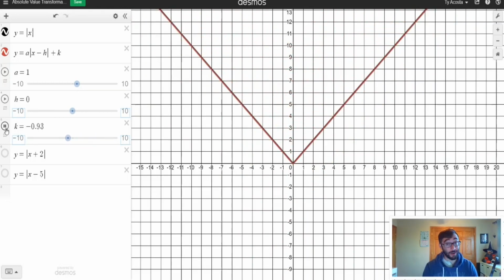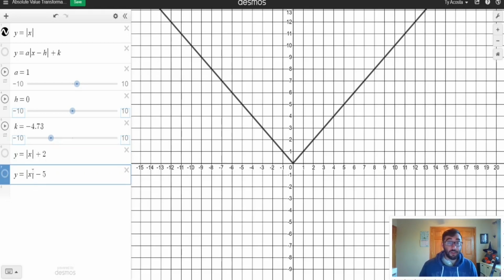We just talked about horizontal. So when we add and subtract outside the absolute value function, we are moving vertically, up and down. But we need to be able to determine exactly how many units we're moving up and down. So let me go ahead and get rid of this, and I'm going to change these two functions once again. I'm going to add 2 outside, and I'm going to subtract 5 outside.